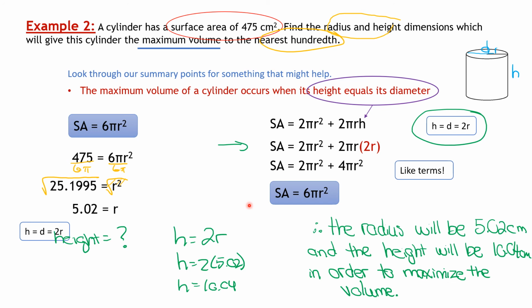So notice we're not finding the volume. The question didn't say find the volume here. It said find the dimensions. Just find the dimensions, which will give it the maximum volume. A lot of questions will have a third step, like a part B or C after this, that will say, what is the volume? And we haven't done that here, but that's how you find your dimensions. Then you would go back and look at your volume formula for a cylinder and you would sub in to get the maximum volume.